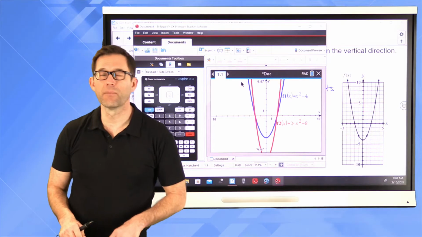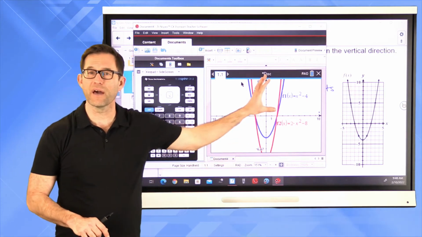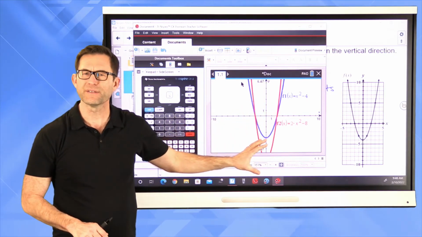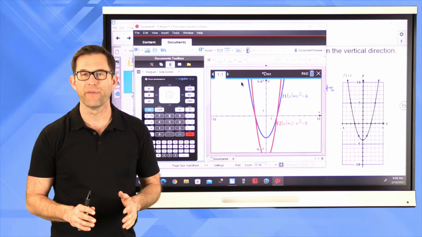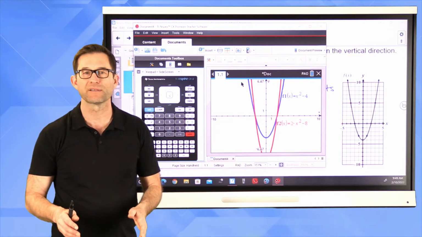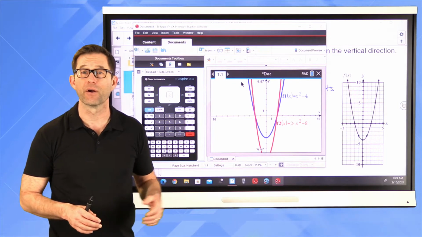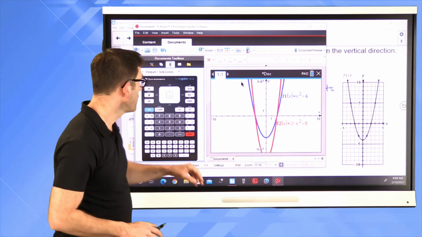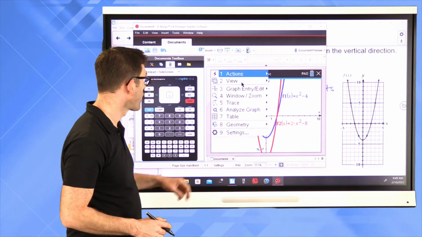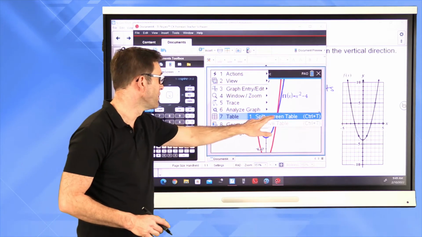Now, we will get our table of values in just a moment, but this is kind of cool looking, right? We can already see that we've got a different shape on this parabola than the original one. It's not simply a vertical or a horizontal shift. We've definitely done something a little bit different here. But let's now get our table of values. As always, to do that, we go into our menu, choice 7, split screen table.